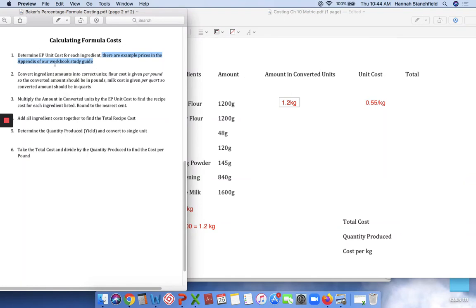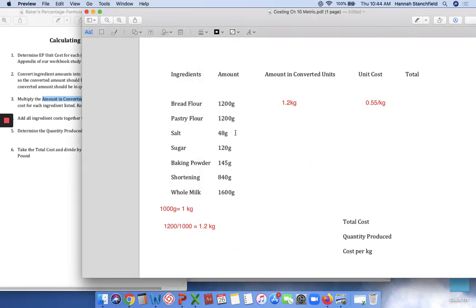So determine EP costs for each ingredient first. Convert ingredient amounts into the correct units. And now we can multiply the amount in converted units by the EP unit cost. That's going to give me my total cost for this ingredient. So I would take my 1.2 and multiply by the cost, which is 55 cents per kilogram. That's going to tell me that I have a cost of 66 cents. So my cost will go over here into the total. I like to use a dollar sign so that I know that we're talking about money. That is our 66 cents.